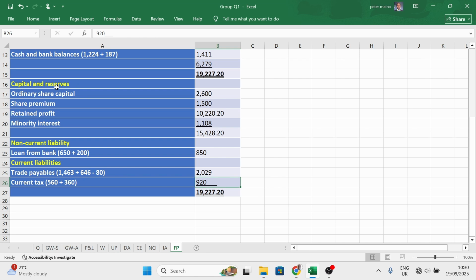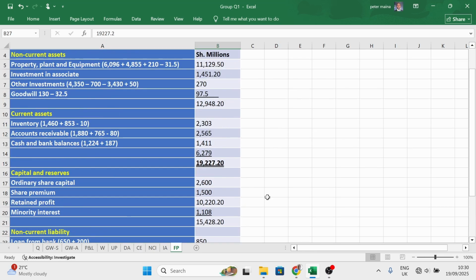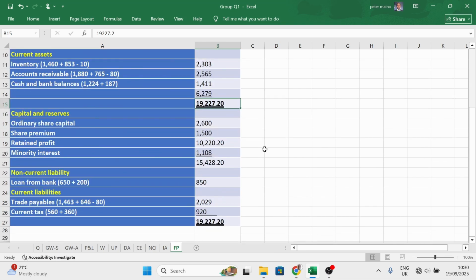So the total for capital and reserves and all the liabilities is giving us 19,227.2. And then the total for all the assets, non-current and current, gives us 19,227.2. So as you can see, the two totals are equal, which means our workings were correct. So that is the end of this video.